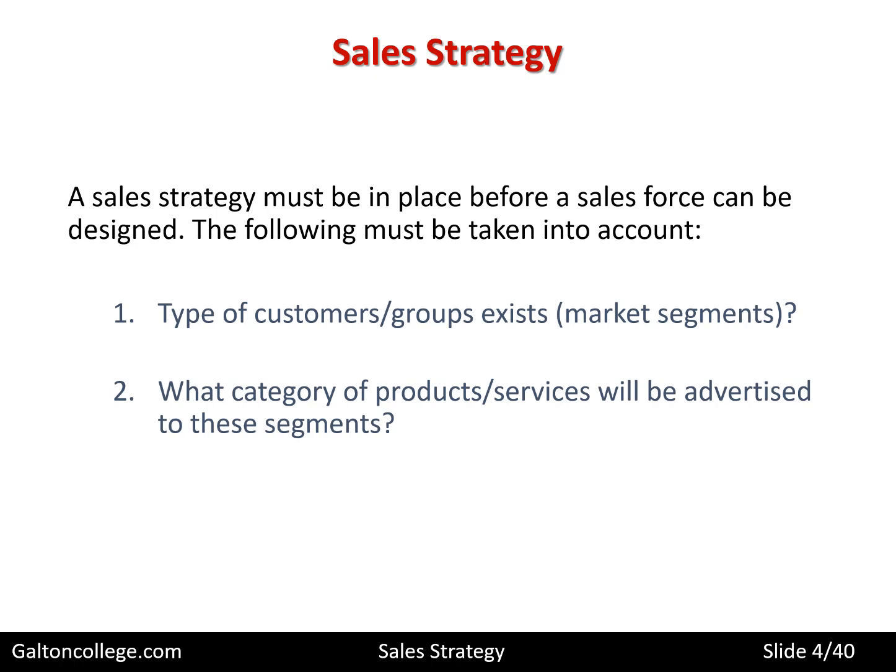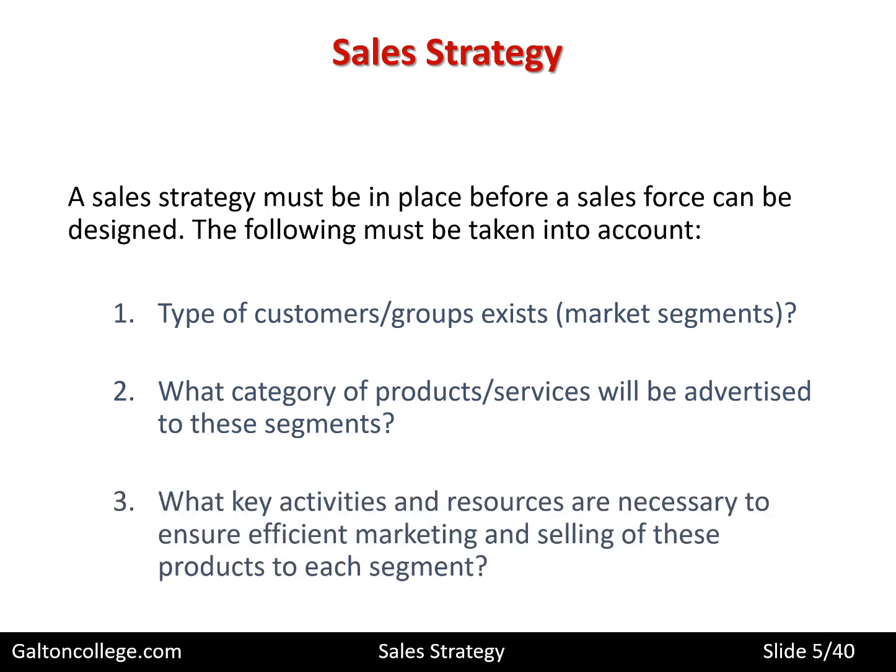So what categories of products or services will be advertised to these segments? Having identified the market segments, it's then important to work out what products are being pointed at those segments. What will the sales activity be in the context of the products available within the company, let's say, in relationship to the segments that exist or have been identified? And what key activities and resources are necessary to ensure efficient marketing and selling of these products to each segment?